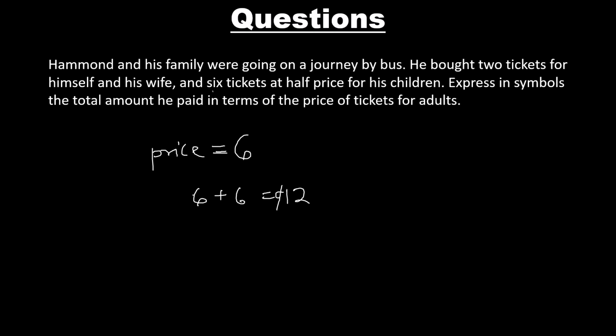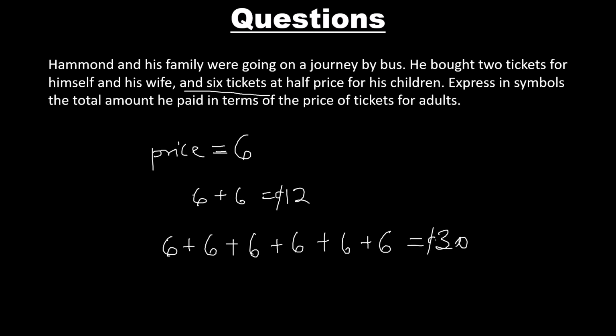Then he went ahead and bought 6 more tickets at half price for his children. So if he has 6 children, he bought 6 more tickets for them. Each ticket is 6 cedis, right? So he bought 6 of them, one for 6 cedis. 1, 2, 3, 4, 5, 6. So 6 more tickets. 6 times 5 is 30. That should be how much he should pay for the 6 tickets.